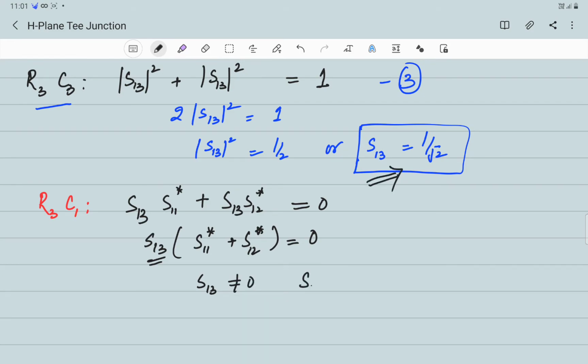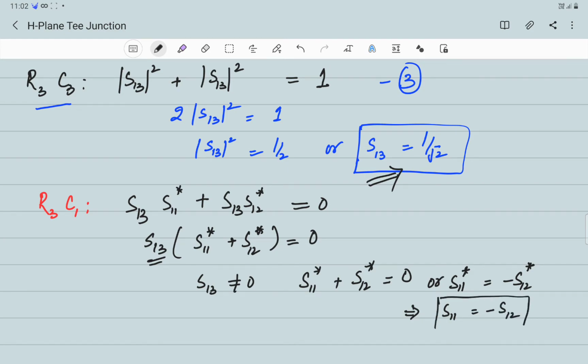So that means S11 star plus S12 star is equal to 0. Or S11 star conjugate basically is minus S12 conjugate, which implies S11 is minus times S12. Or this means S12 is minus S11.